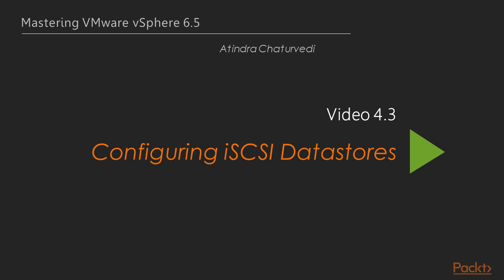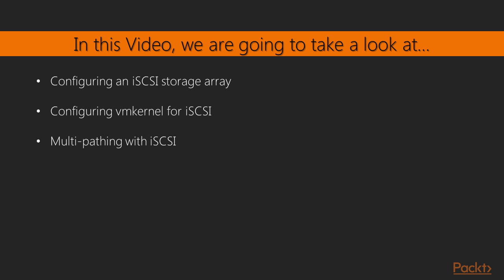In the previous video, we looked at configuring data stores based on NFS version 4.1. In this video, we are going to take a look at configuring an iSCSI storage array. We have an easy to use storage array in place, and I will show you how we create LUNs and iSCSI targets and what it looks like on the other side, on the iSCSI side.